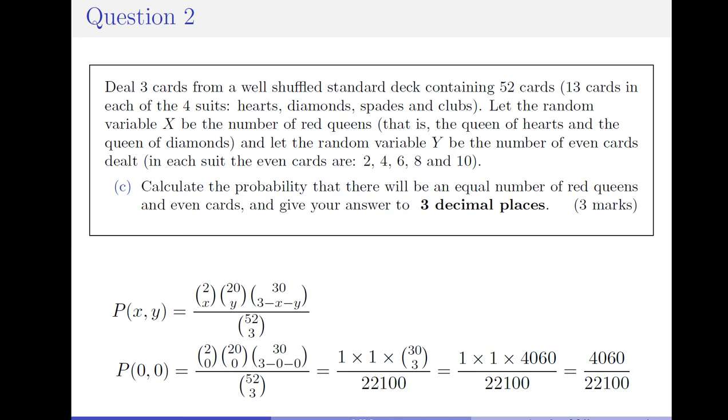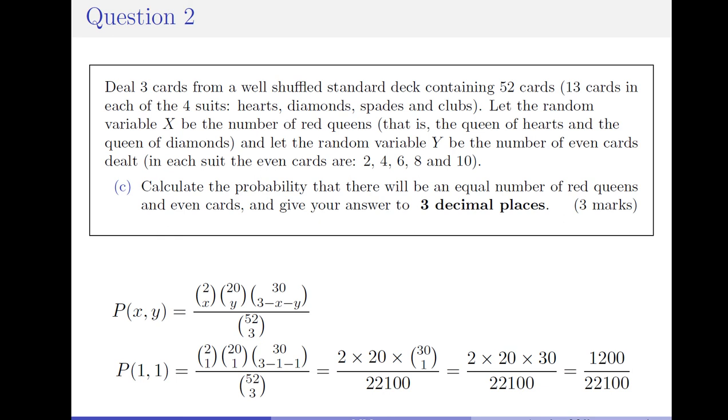And then what we're going to do is repeat the process for P1, 1. So you can see here all I've done is every time I see a lowercase x and a lowercase y, I write the number 1. So we have 2 choose 1 times 20 choose 1 times 30 choose 3 minus 1 over 52 choose 3. Anything choose 1 is equal to the top number. So 20 choose 1 is equal to 2.